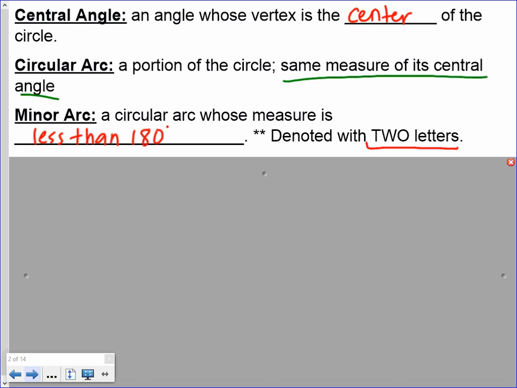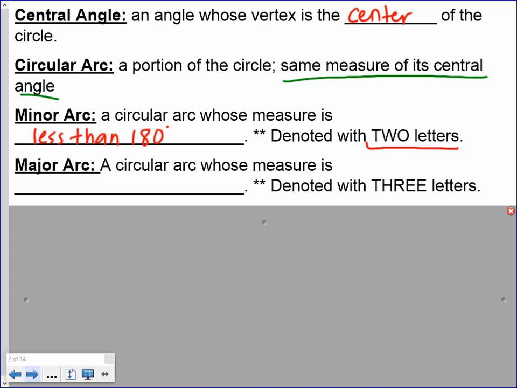So if your minor arcs are less than 180 degrees, what do you think your major arcs are? More than 180 degrees. 360, yeah, exactly right, would just be a circle. So it was 359. Right. And major arcs are noted with 3 letters, and here's why.